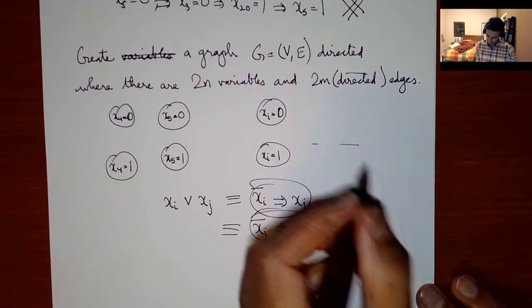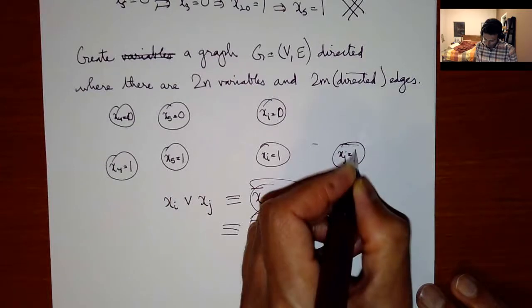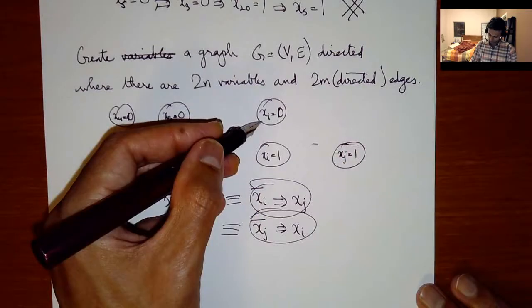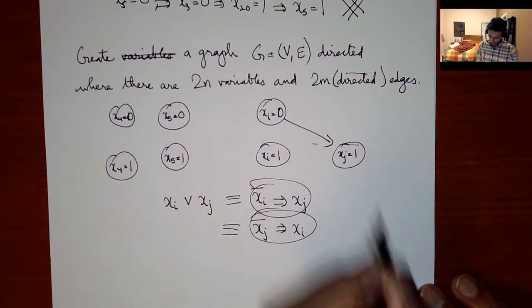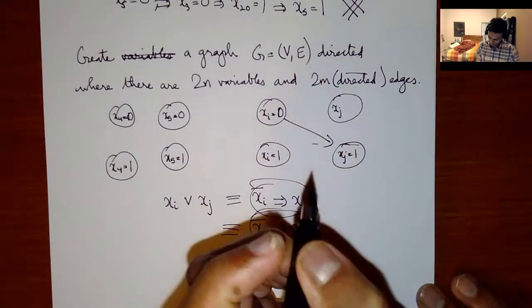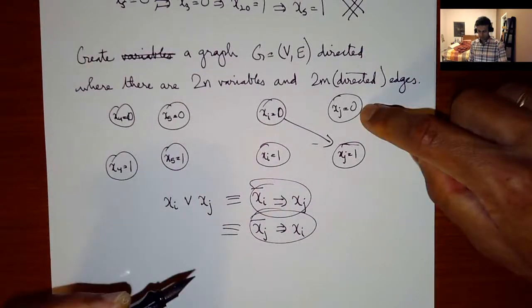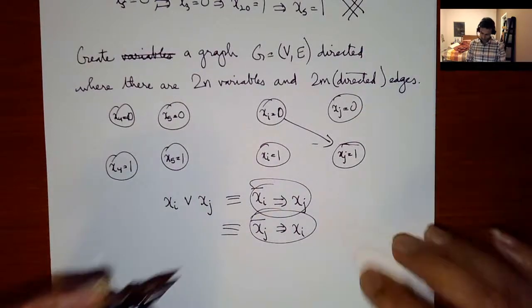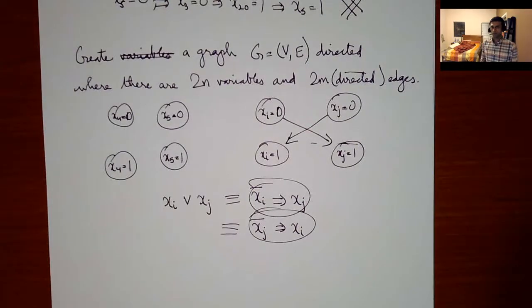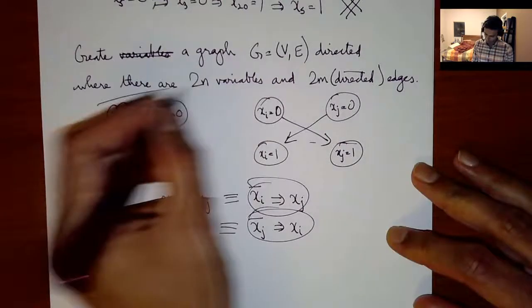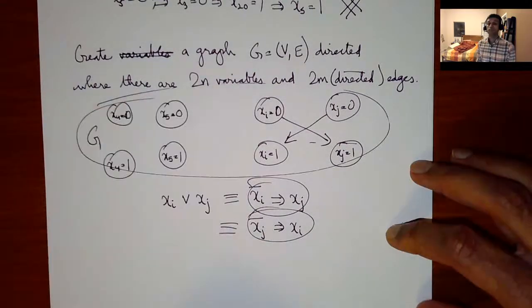So I'll say xj is equal to 1. So if this is 0, then this has to be 1. And xj, if this is 0, then this has to be 1. Right? So I get these implications over here. And so I get this entire graph. So this is going to be my graph G.